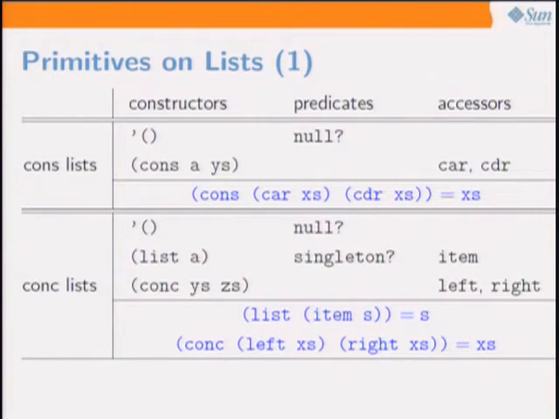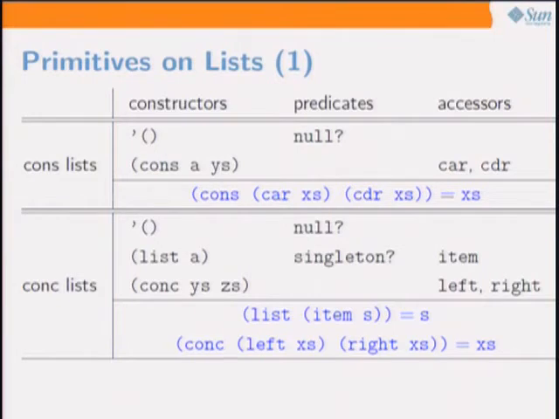And then there's an algebra that describes some relationships among these different primitives. In particular, an important one is that given a list xs, if you take its car and you take its cdr and you cons them back together, you get the same list.